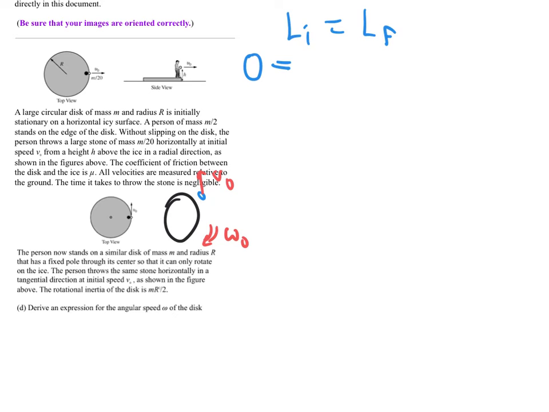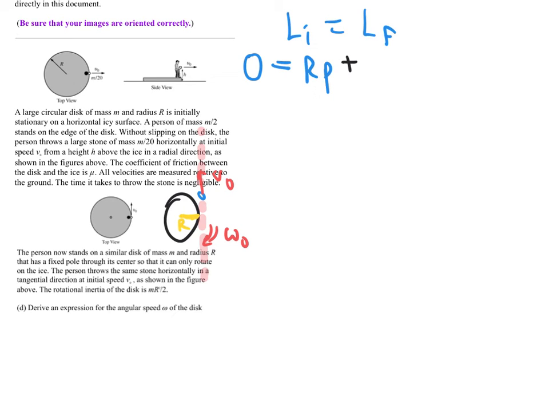After we throw this, we have m over 20 times p of the stone. We have the radius times the momentum of the stone, because it has a line of action like that, and when first thrown, that's going to be the distance it's at, which is r. That's the perpendicular distance to the line of action. So that's its angular momentum.